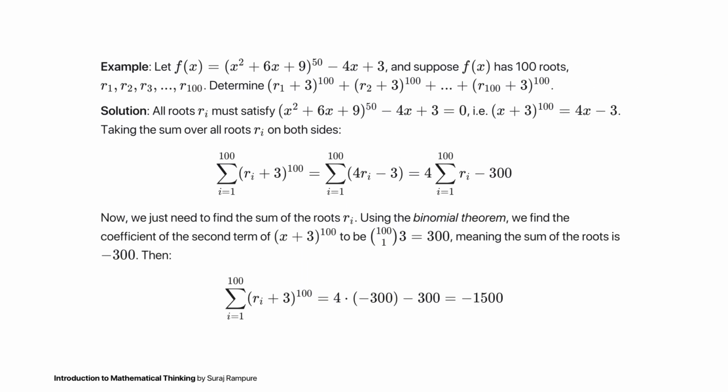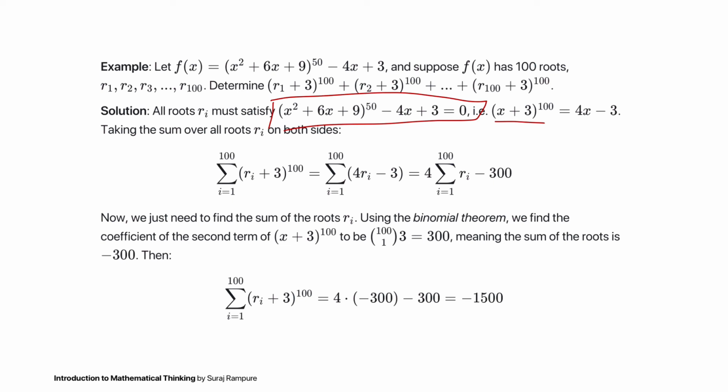Okay, let's just go over it. So yeah, you're right in that we factor this as x plus 3 squared. So we're left with x plus 3 to the 100. And we know that if we're looking at roots, they must satisfy the function is equal to 0. So I can set this entire thing to 0, but then subtract it over, so I'm left with just x plus 3 to the 100 on one side, and I have 4x minus 3 on the other. Okay? And so now exactly what I want is what I get when I sum this quantity for all of the roots, r1 through r100.